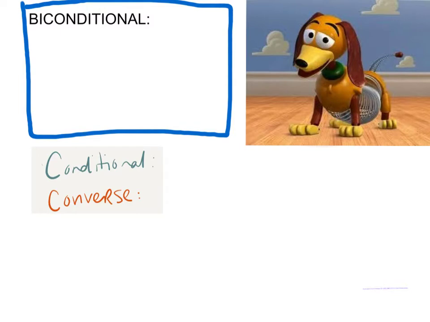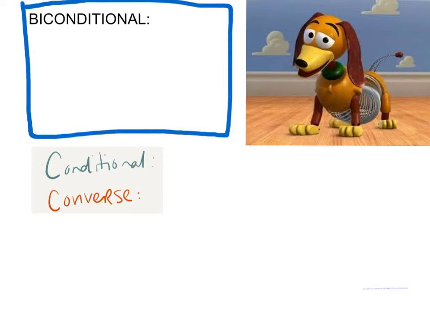On the lower right-hand side of your notes, I'd like you to write the title biconditional. And again, you'll be writing in the definition after I show you an example. Now, to know what a biconditional is, you need to know what the conditional and converse are for a certain statement. So we're going to start first with the conditional.